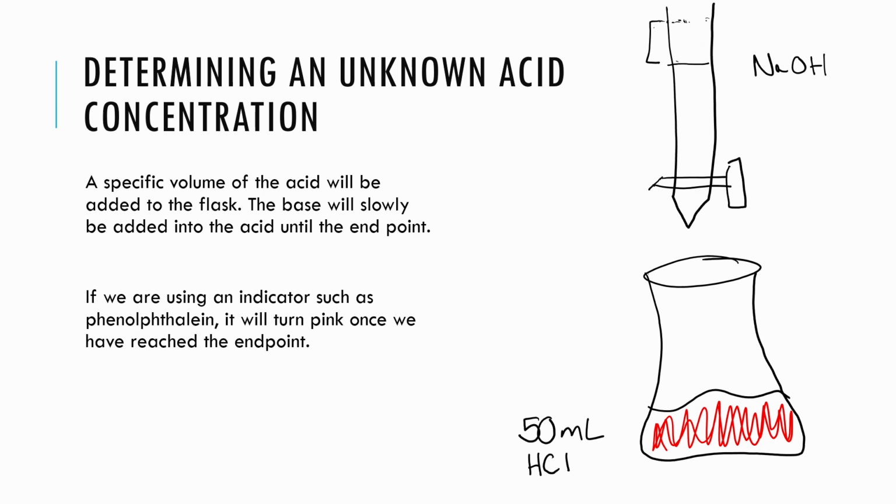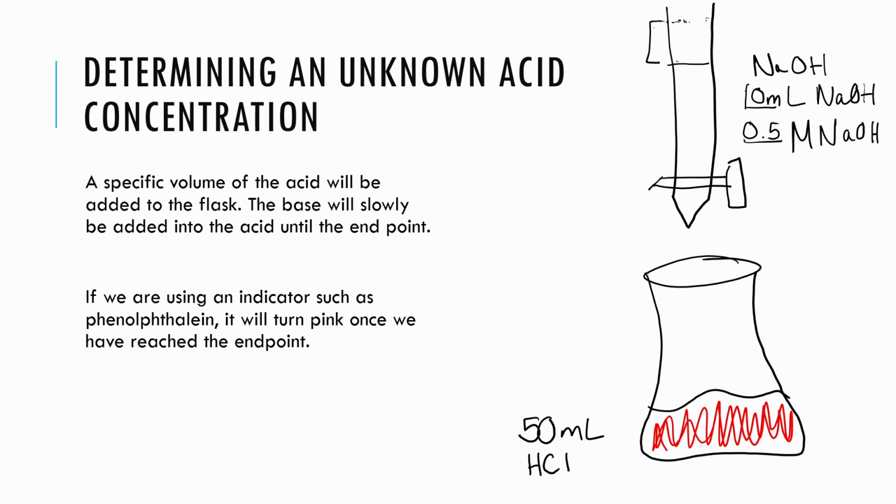Now, if we do this, we now know a couple of things. We will know our volume of sodium hydroxide, and we already knew our molarity of sodium hydroxide. So let's say that we used 10 milliliters, and let's say that this was 0.5 molar NaOH. 10 milliliters, not 10 liters, that would be a lot. 10 milliliters of sodium hydroxide.